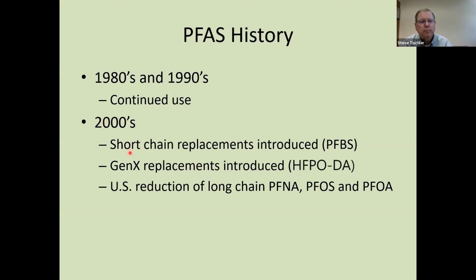In the 2000s, as I had mentioned earlier, they started replacing long chain PFAS chemicals with short chain PFAS chemicals like PFBS. And they also introduced Gen X replacements like the compound that we had mentioned earlier, HFPO-DA. Also in the 2000s, the US, recognizing that PFAS chemicals were accumulating in the bodies of exposed workers, started to reduce the amount of long chain PFAS chemicals available in manufacturing. Manufacturers also voluntarily started reducing the manufacturing of these long chain PFAS chemicals. So that's just a quick little history lesson. Obviously, there's a lot more to it, but it should give you some idea of the evolution of PFAS over a period of time.